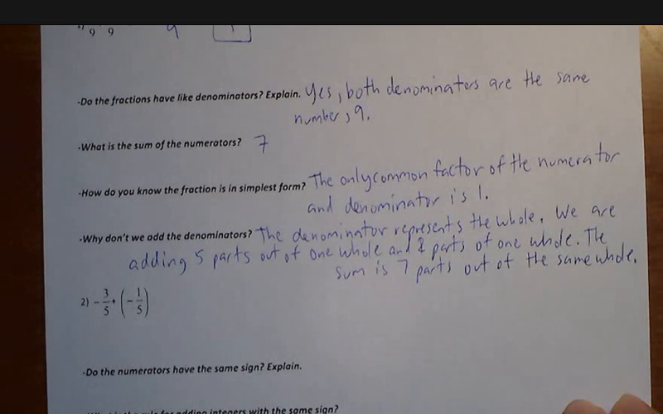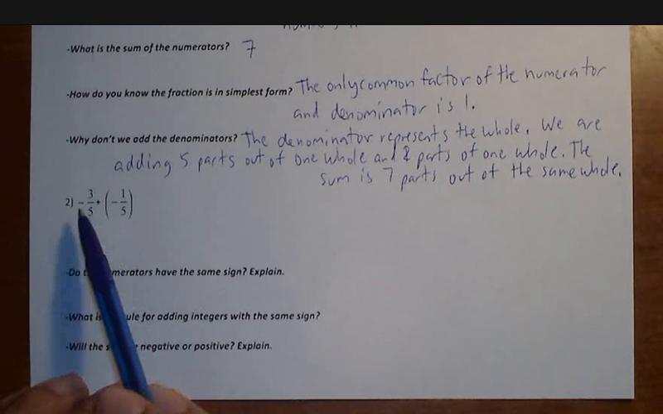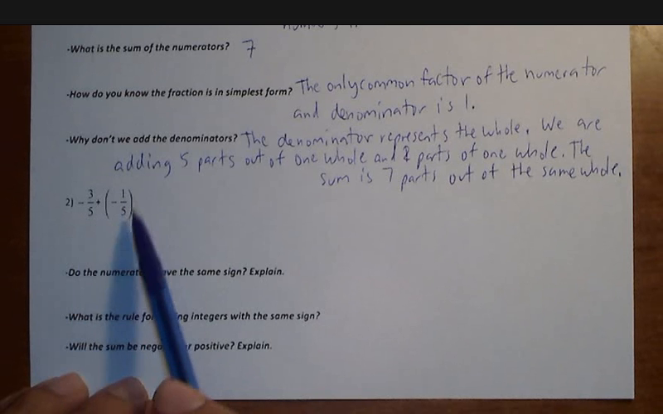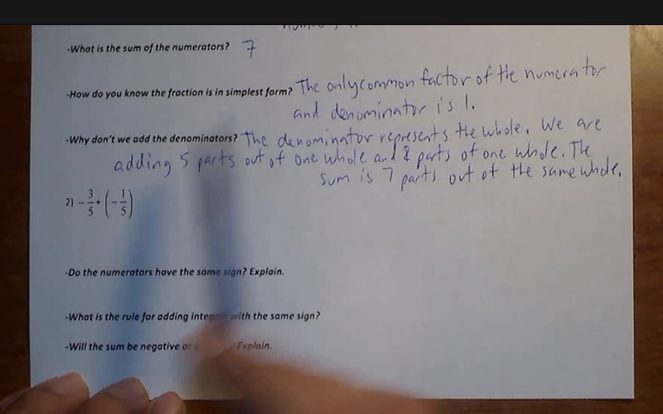So that was our first example. The second example we want to do together is negative 3 over 5 plus negative 1 over 5. The first thing I want to look at is, do the fractions have like denominators? Yes, they do. They both have 5.